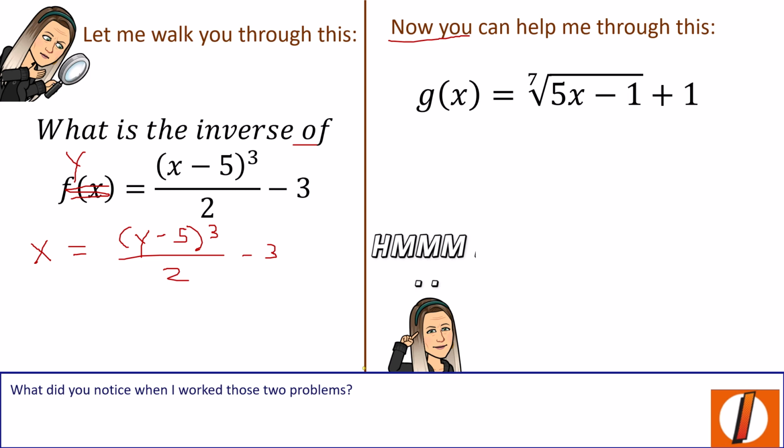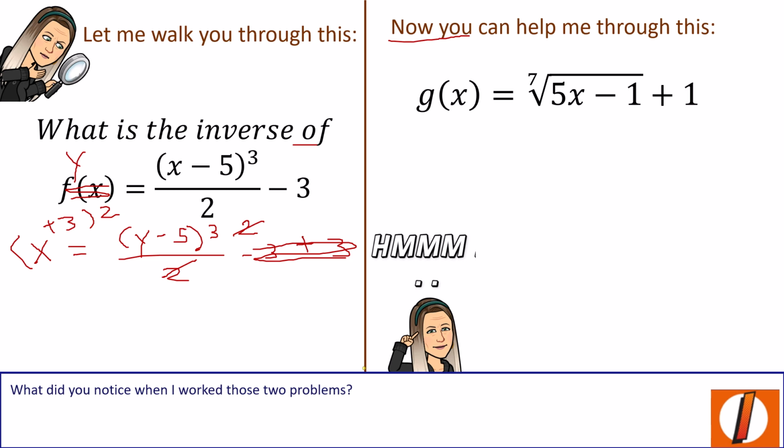All right, now we're going to start trying to isolate the y. So the first thing I'm going to do is add 3 to both sides. So on the left, I have x plus 3. On the right, minus 3 and plus 3 is 0, so this is going to disappear. The next step is to multiply everything through by 2. So this is going to cancel out the 2 in the denominator here.